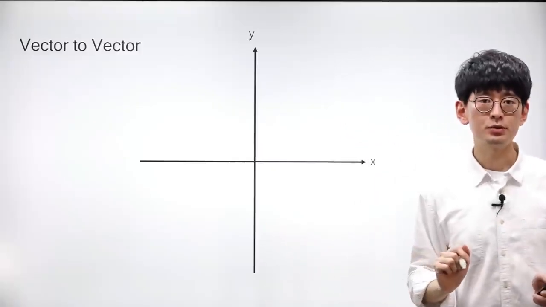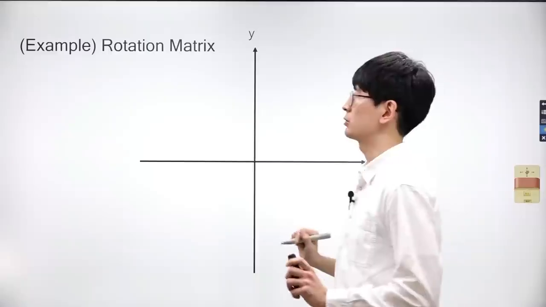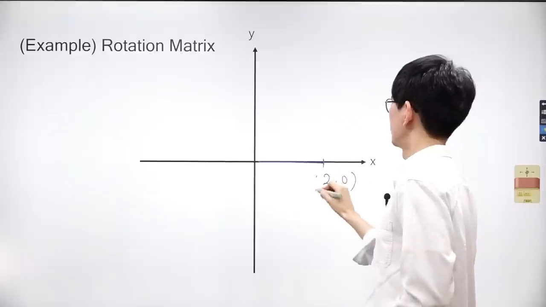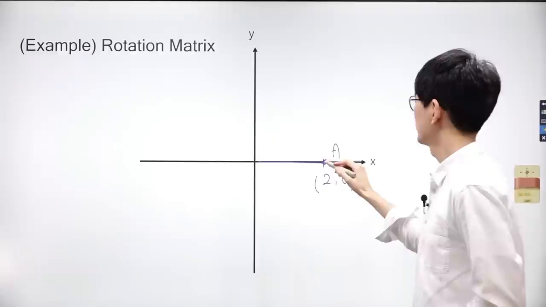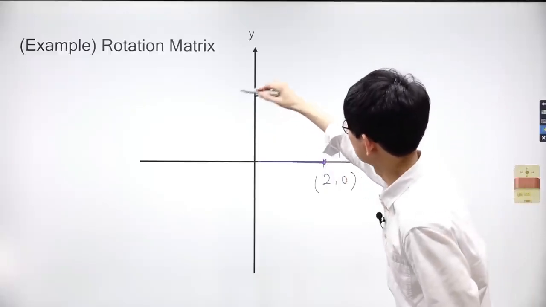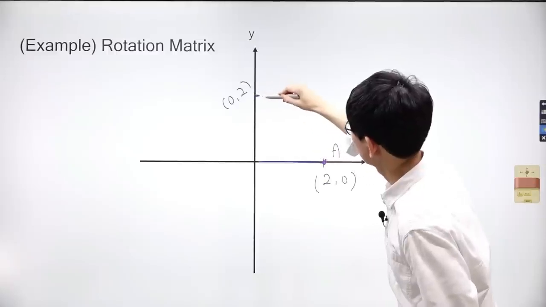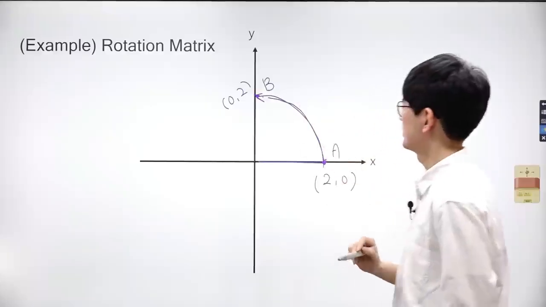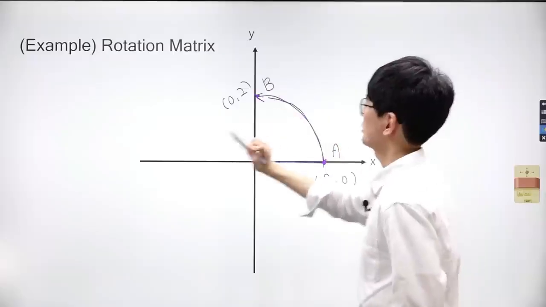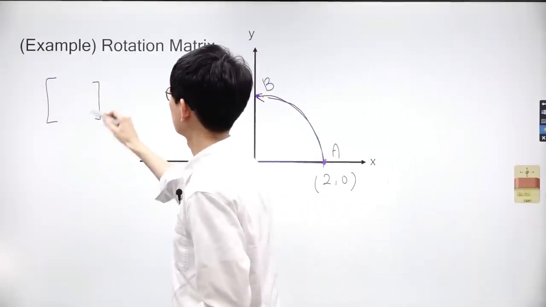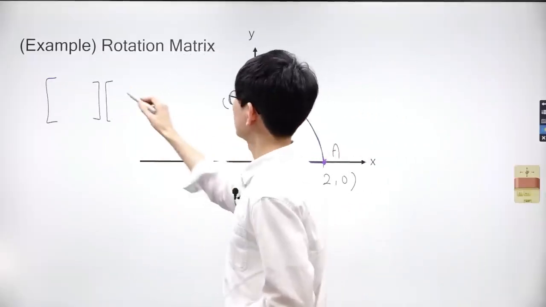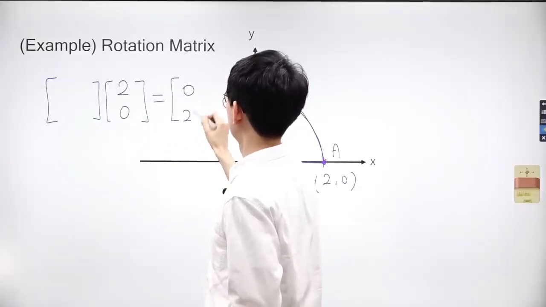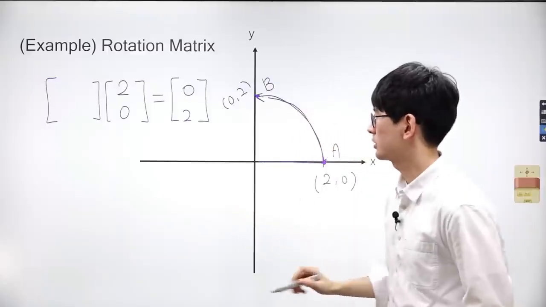For example, let's take a rotation matrix. Suppose we have vector A positioned at coordinates 2, 0. If we rotate vector A 90 degrees counterclockwise, we obtain a new vector at coordinates 0, 2, which we'll denote as vector B. Let's consider this rotation of a vector as a form of matrix vector multiplication. We performed matrix vector multiplication on an unknown matrix with the vector 2, 0, resulting in a shift of the vector's coordinates to 0, 2.